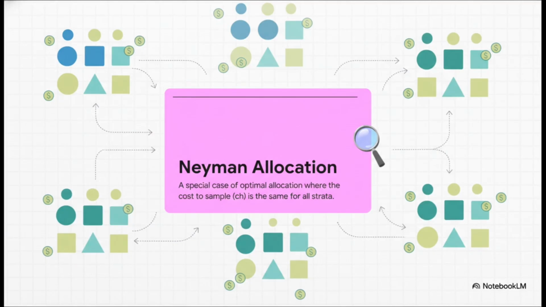Now let's be realistic. In a lot of surveys, it costs pretty much the same to interview one person as it does another, no matter what group they're in. If we make that simple assumption that the cost is constant, we get a really powerful and famous technique called Neyman allocation. It's named for Jerzy Neyman, an absolute giant in statistics who came up with this in the 1930s, and it is a total game changer.